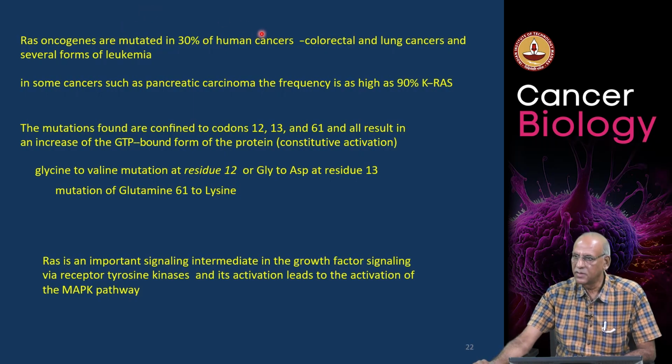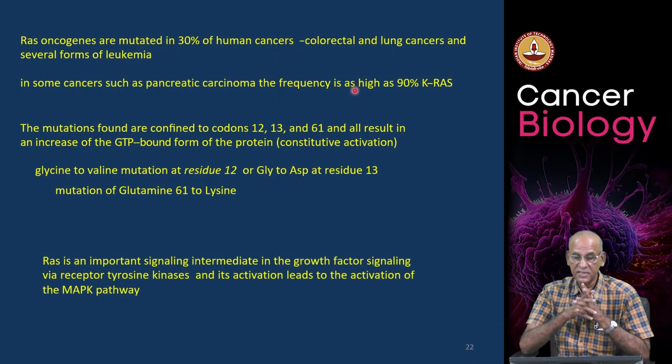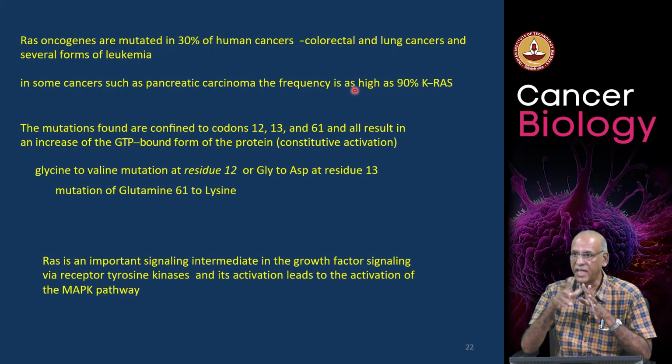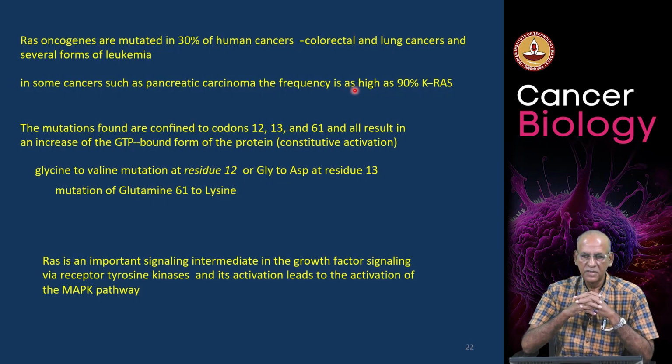RAS oncogenes, why are we talking about RAS oncogenes? It's because they are mutated in 30% of the human cancers, colorectal, lung cancers, and several forms of leukemia. In some cancers, such as pancreatic carcinoma, the frequency is as high as 90%, but this is a KRAS form. This is a very well-known aberration in pancreatic cancer. Pancreatic cancer is very painful and treatment also is somewhat difficult.